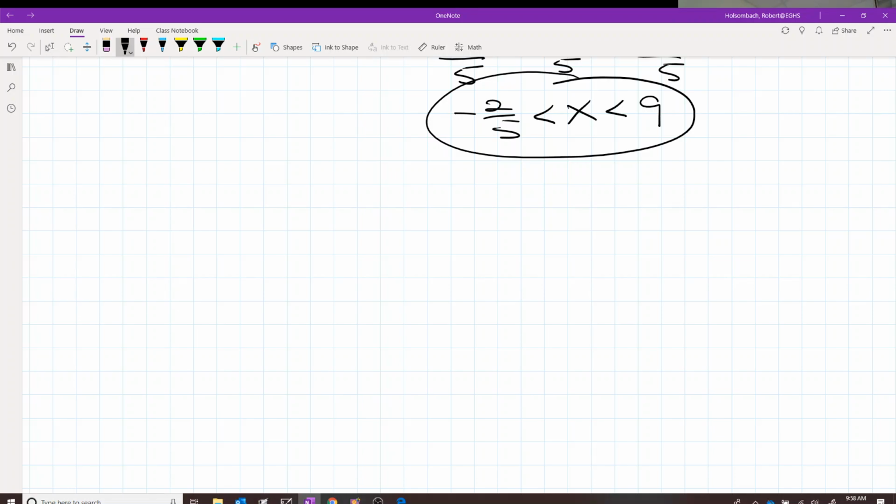Alright, so here's some practice for you to do today. Start on page 375. We're going to do 1 through 4, 6, 7, 10 through 15, 17 through 20.